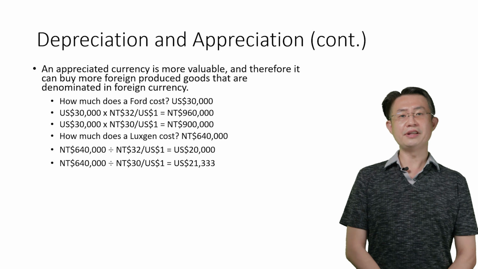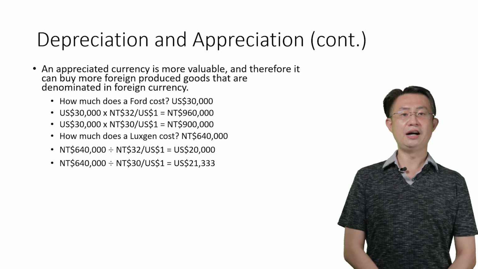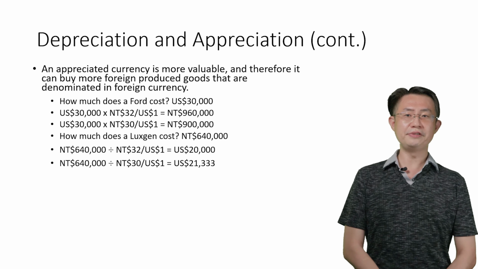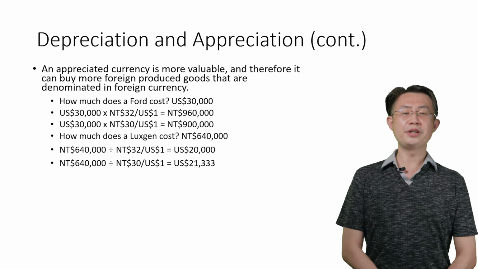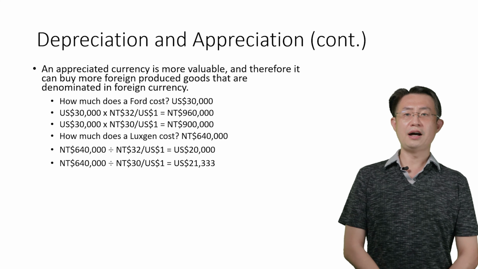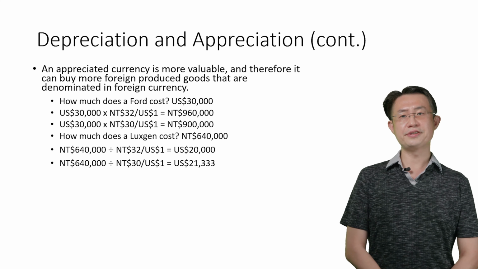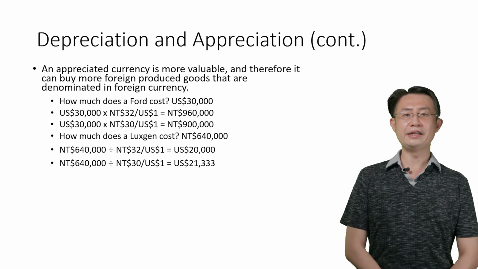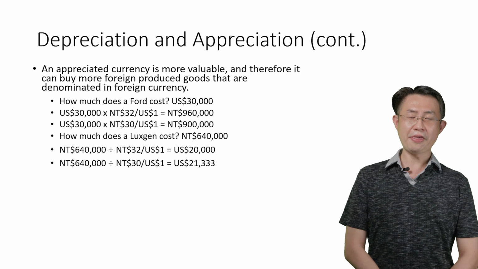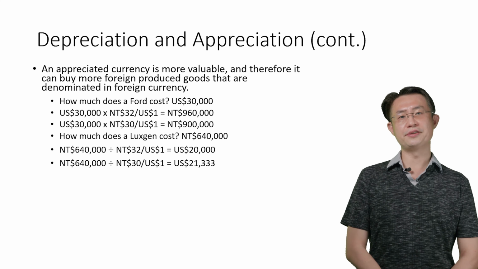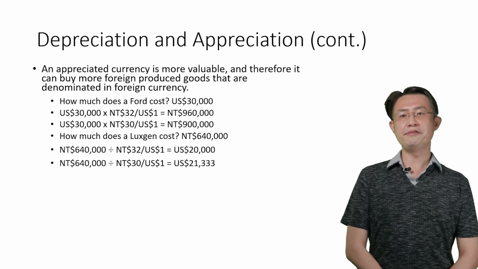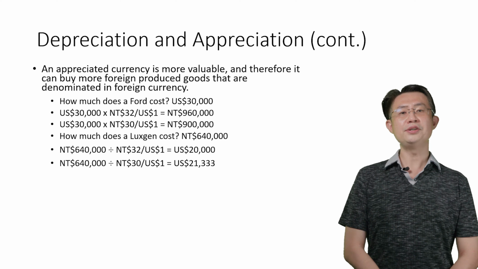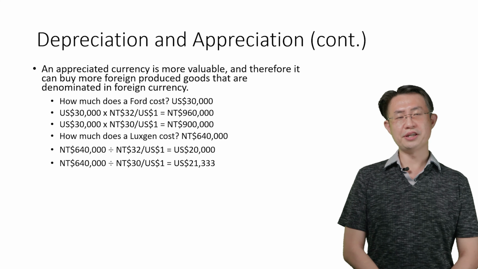Okay. On the other hand, how about the exports? Okay. Let's consider the luxury SUV case. Initially, the luxury SUV costs 640,000 NT dollars. Okay, at the current exchange rate 32, if Americans want to buy the luxury SUV, they have to spend 20,000 US dollars. After the exchange rate falls down from 32 to 30, I mean the US dollar depreciates.